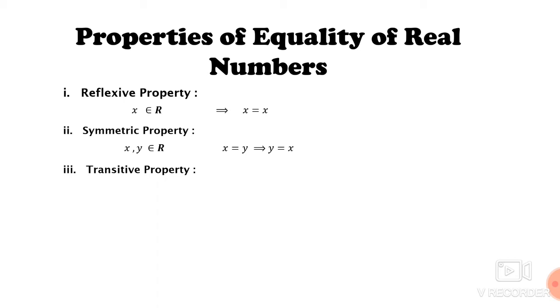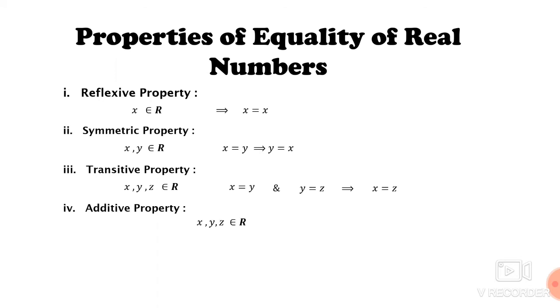Next we have transitive property. x, y, z belong to real numbers. Now we have chosen three real numbers. x is equal to y and y equals to z implies x is equal to z. It means if we have selected three real numbers and x is equal to y and y is equal to z, it means x is equal to z.